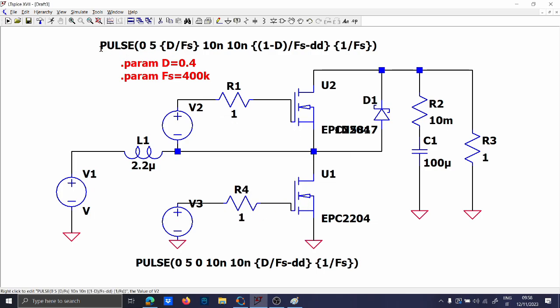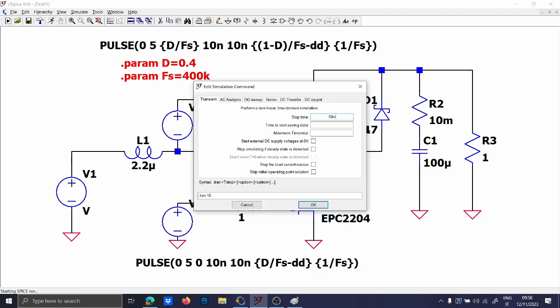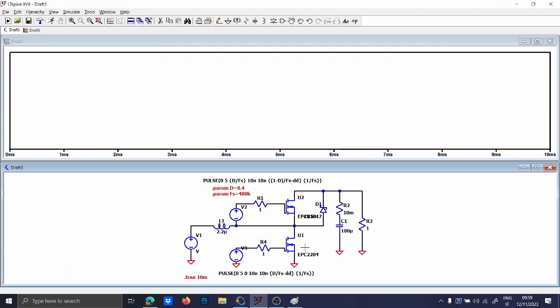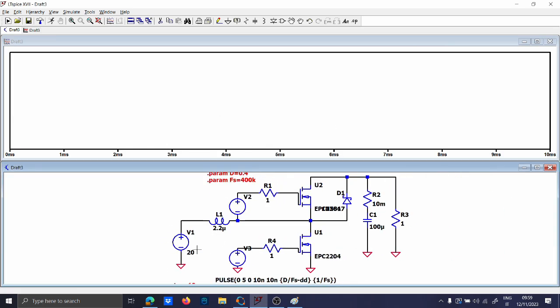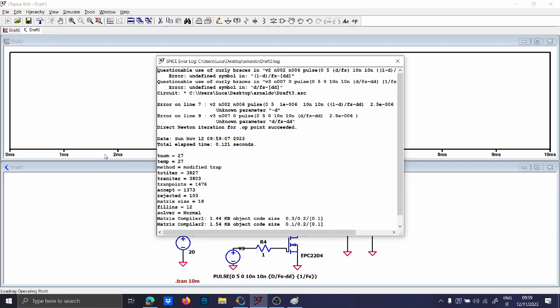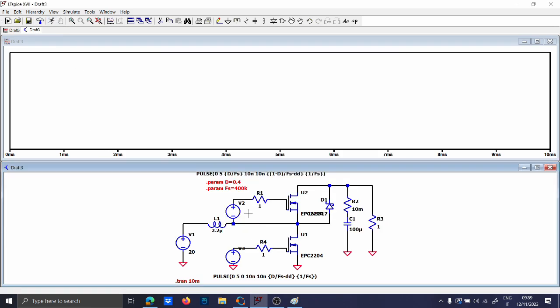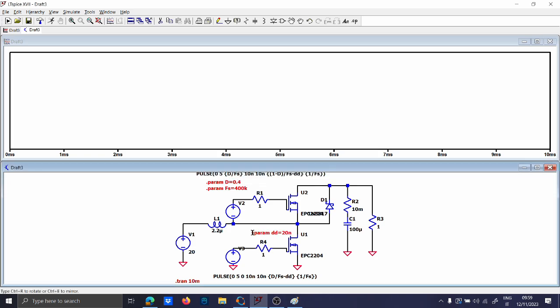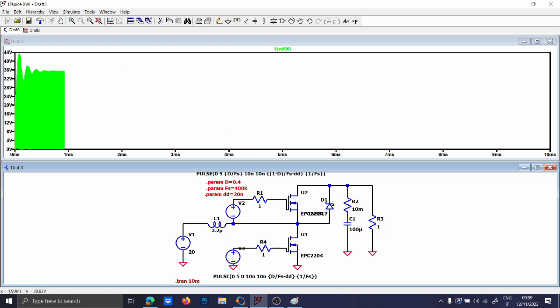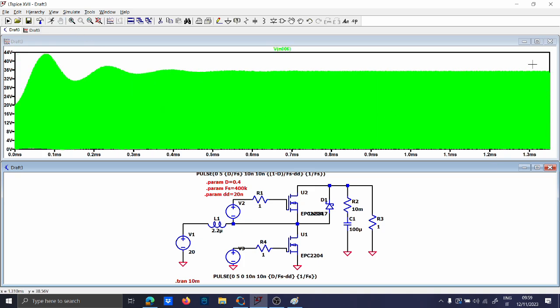And if I run the simulation with 10 milliseconds, we should, oh sorry, let's put 20 volts just as an example. We should see, sorry, I forgot the dead time: .param dd 20 nanoseconds. Let's hope that it is enough to prevent shorts, and now it should work. So, okay, it is still in the transient, but after 1 millisecond it should be done, and indeed it has.